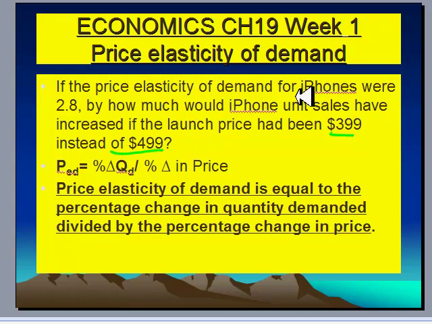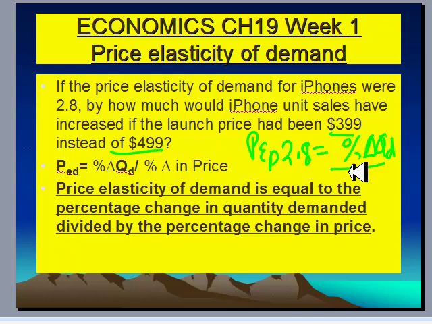So we already know the price elasticity of demand in this case is 2.8, which equals the percentage change in QD divided by the percentage change in price. We can calculate the percentage change in price because we know the price is $3.99 instead of $4.99. So it went down by $1.00 and we divide by the average price. Elasticity of demand measures the sensitivity to the price change.